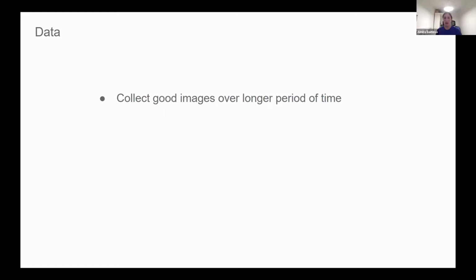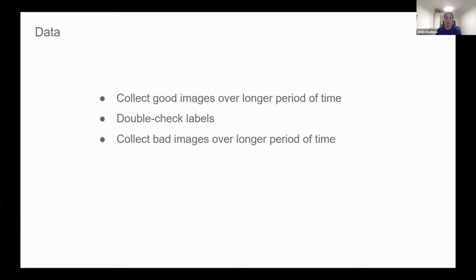Let's start with this. First is the training data. Again, luckily, we need only good images for training. It's usually easy enough to collect, but it can be worth it to collect them over a longer period of time to catch some intra-class variability. And of course, make sure that labels are correct. As the noisy labels experiment showed, poor labeling quality can make results significantly worse.